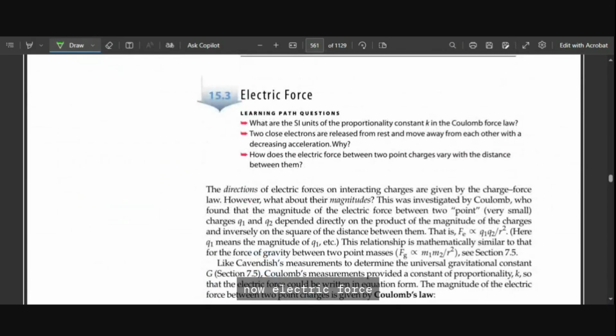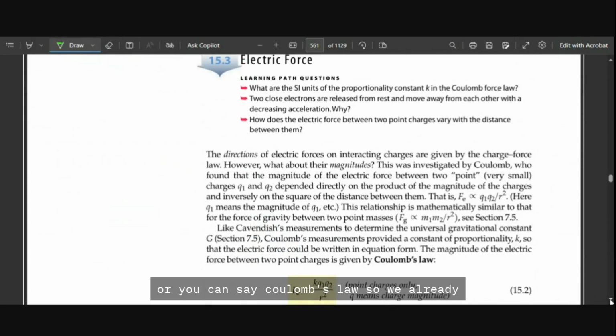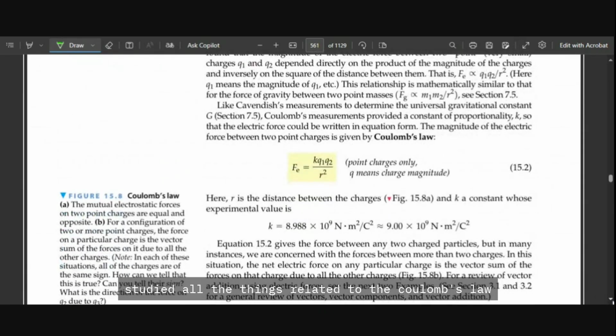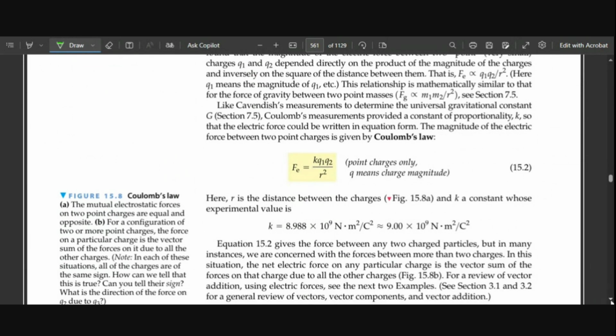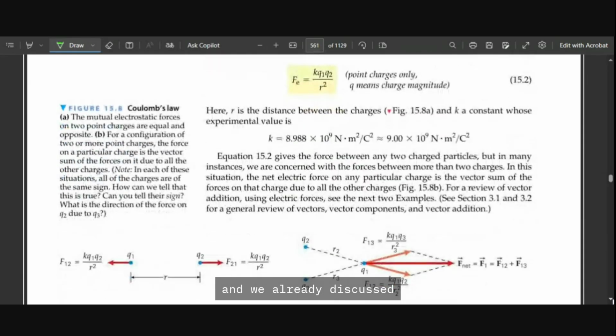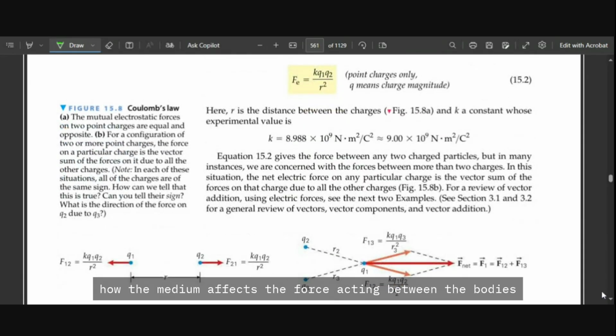Now, electric force, or you can say Coulomb's law. We already studied all the things related to Coulomb's law. We studied that Coulomb's law gives the force that exists between two charges separated by a distance r. The electrostatic force which acts between the two charges is given by k q1 q2 by r squared, where k is approximately 9 times 10 to the power 9 newton meter squared per coulomb squared. This electrostatic force depends upon the medium as well, and we already discussed how the medium affects the force acting between the bodies.